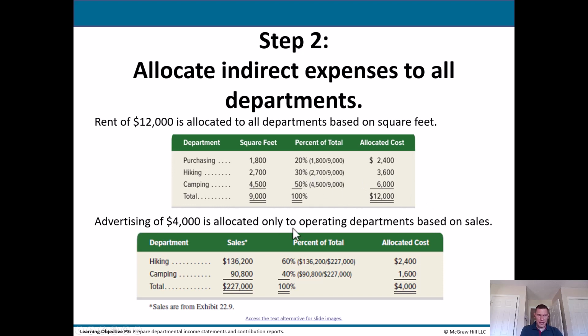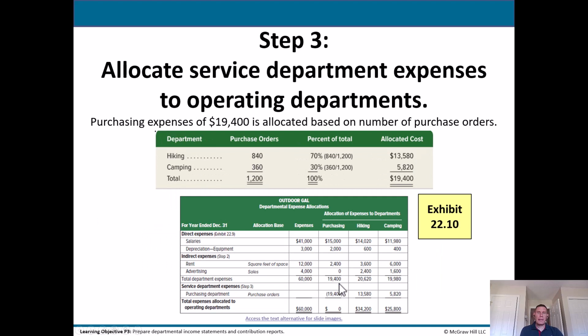And then advertising of 4,000 is allocated only to operating departments based on sales. So again, the cost center, you don't need to advertise a cost center, right? You just need to advertise your operating centers. So it's split between hiking and camping. So here we have a ratio based on sales. So 60% of the sales is hiking, 40% is camping. So they did their 60-40 splits to basically allocate out the cost of the advertising. All right, step 3, allocate service department expenses to operating departments.